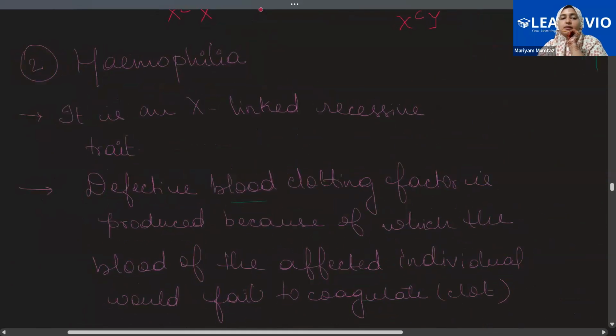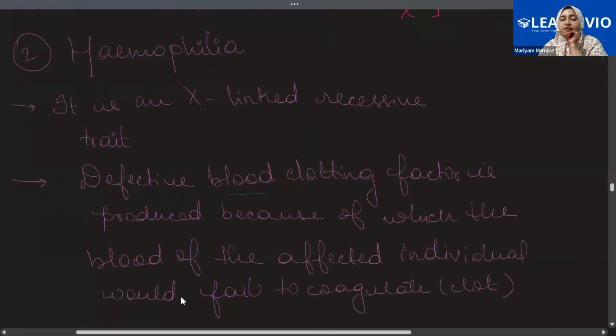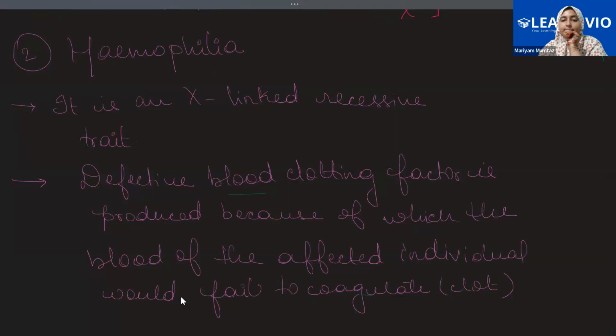Then we talked about hemophilia. Did I discuss hemophilia in the previous class? Yes or no? Girls, are you there? Yes, ma'am. Switch on your videos, students. Quick, quick.